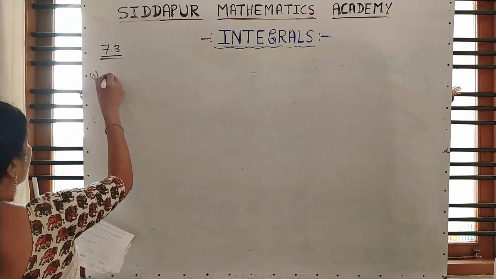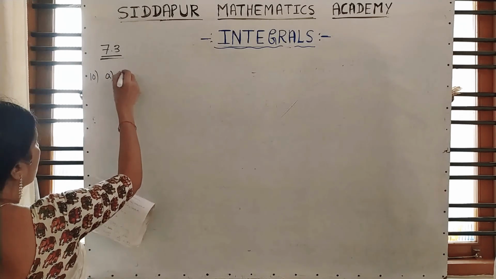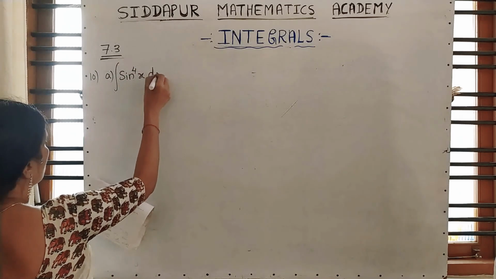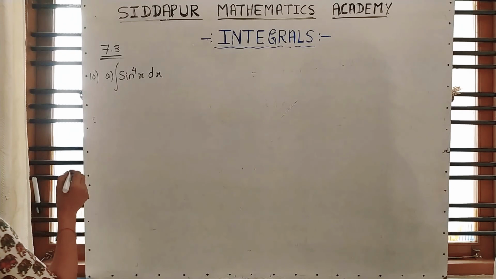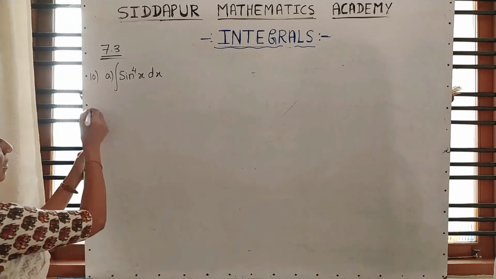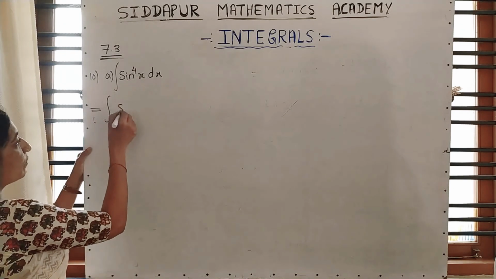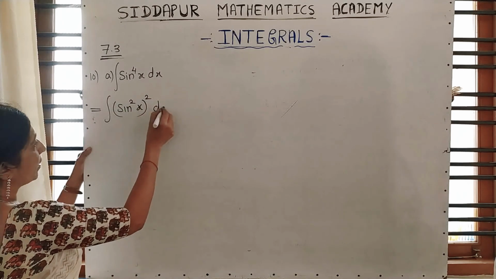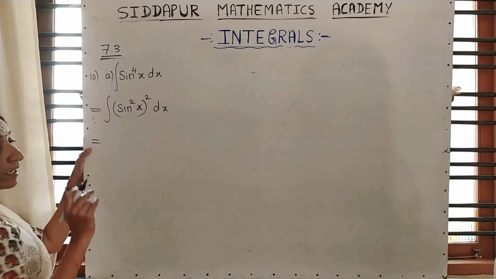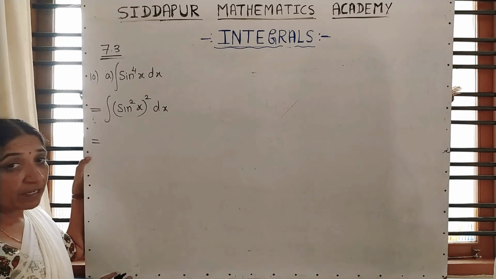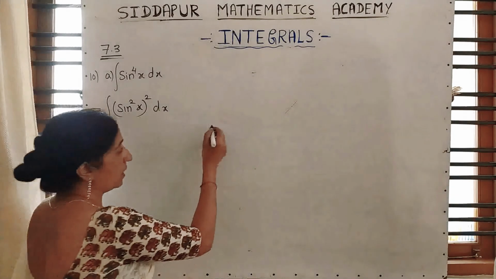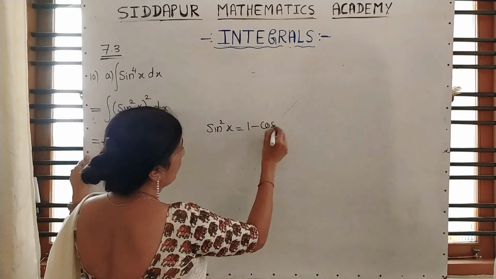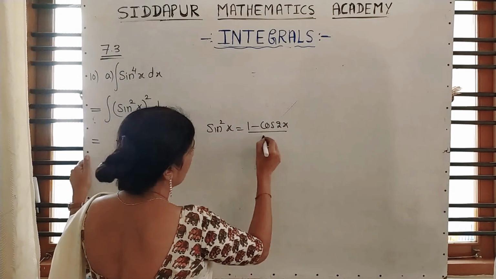Question number 10, again A, B, C, D. Integration of sin raised to 4x. See, again it is interesting as well as important. Sin raised to 4 I am splitting as sin square x whole square. Understood? In one of the previous sums I explained what is sin square x. Sin square x, multiples and submultiples, is 1 minus cos 2x divided by 2.